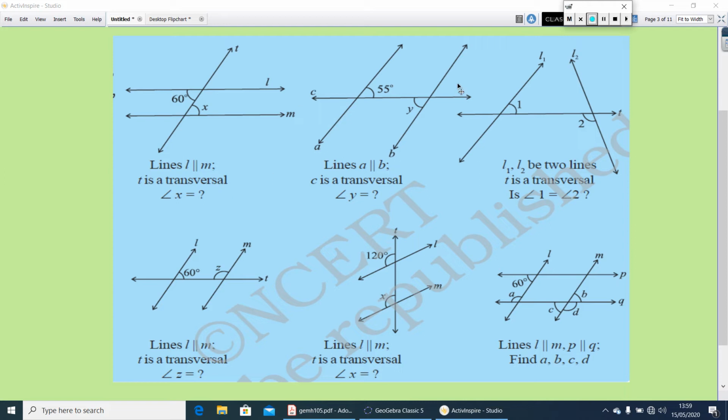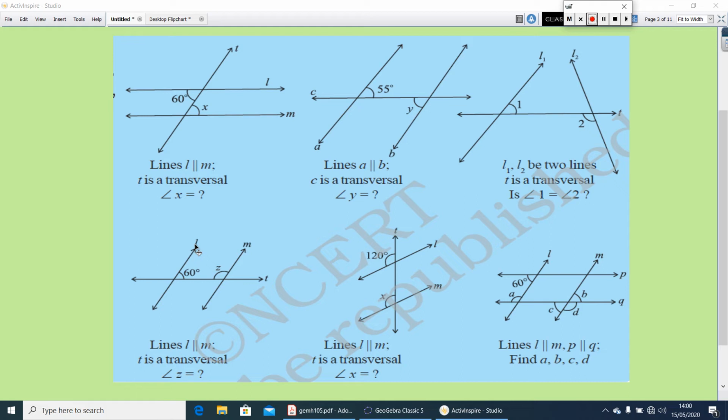Now in this figure you find out Y. Now L1 and L2 are two lines. Are they parallel? No. T is the transversal. Is angle 1 equal to angle 2? Obviously it is not. You must write the reason why it is not equal: because the lines are not parallel.